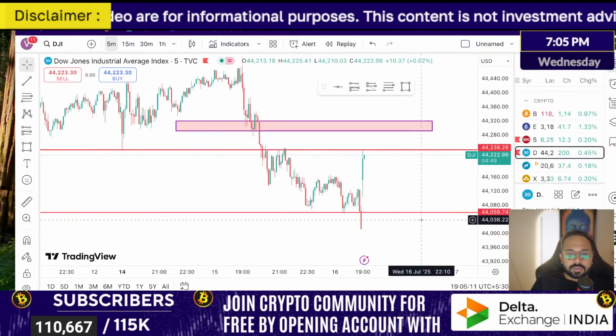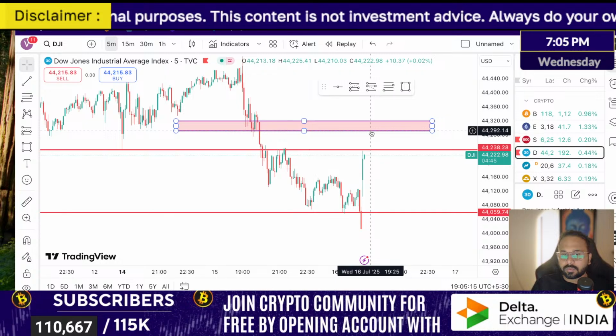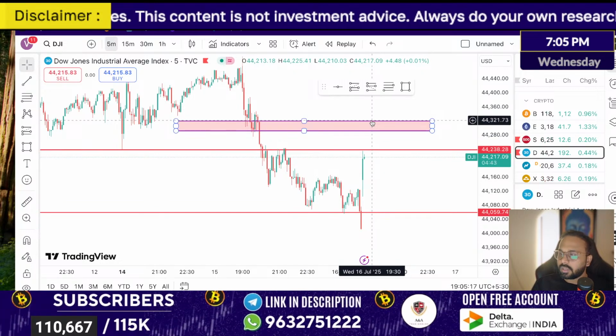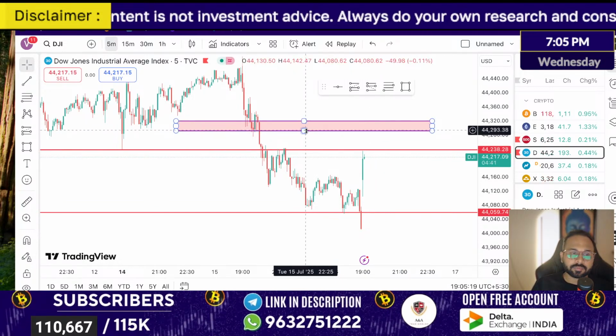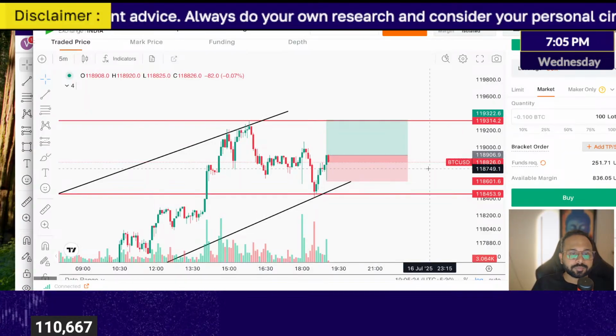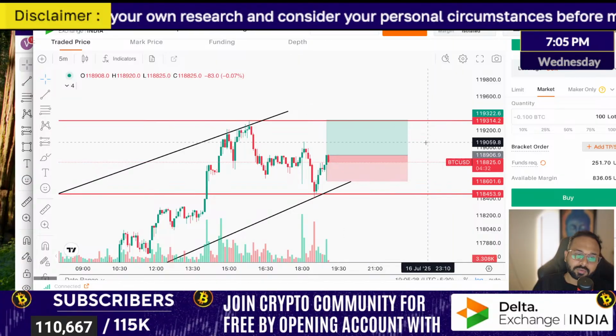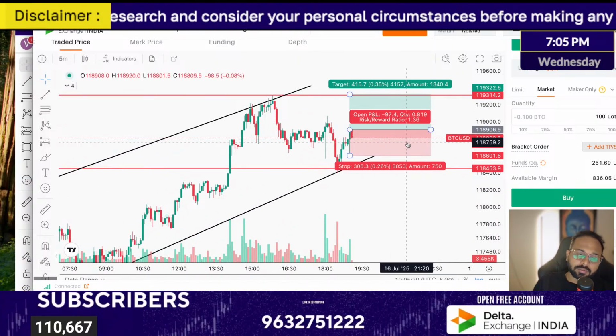For Dow Jones, the upper resistance, yes, I have discussed this zone, right? The 320, 330 range. This area will be the upper resistance. I have not taken any entry as of now. I'll just wait.